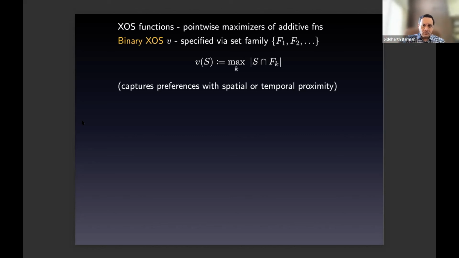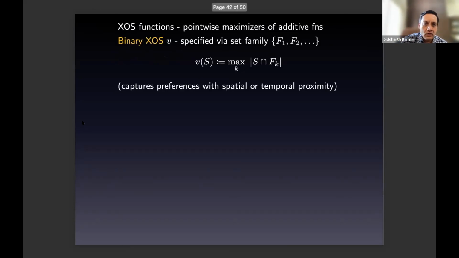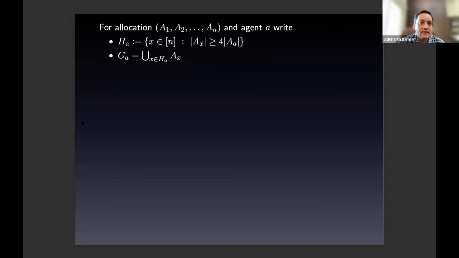That's the function value. So that's a function class I'm going to look at. And in fact, again, like last time, let me go overboard by a few minutes, but it's a short result. So focusing on binary XOS, I'll give you another connection between envy freeness, a slightly grander form of envy freeness, and Nash social welfare. So sort of hammering in this relation between these two notions a bit deeper.